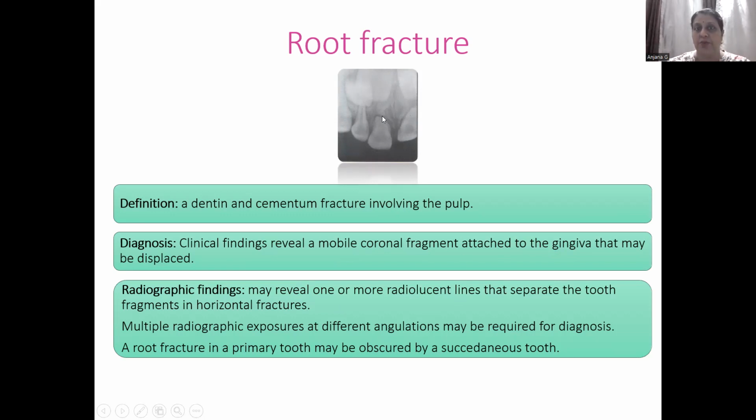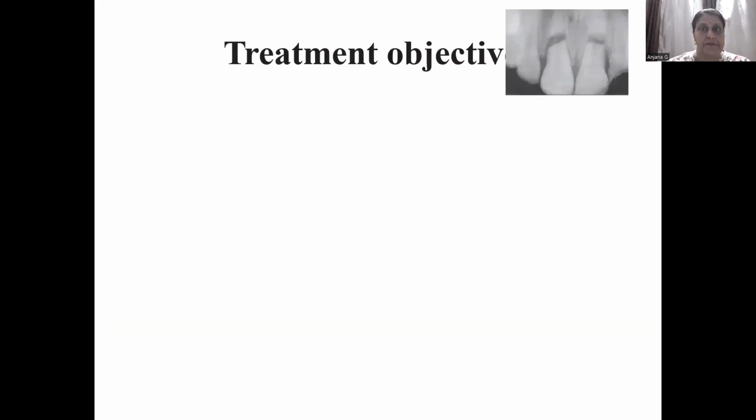Here the picture that I've shown is a horizontal fracture in a primary tooth, but oblique fractures also can occur in primary teeth. A root fracture in a primary tooth may be obscured by a succedaneous tooth, that is a permanent tooth that is developing. So you might need to change your angulations and make multiple radiographs to diagnose the root fractures properly.